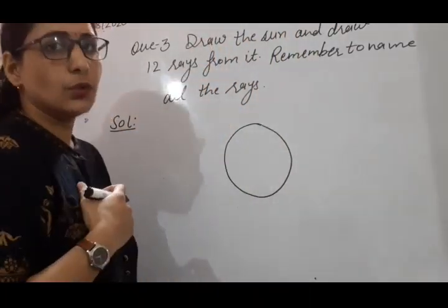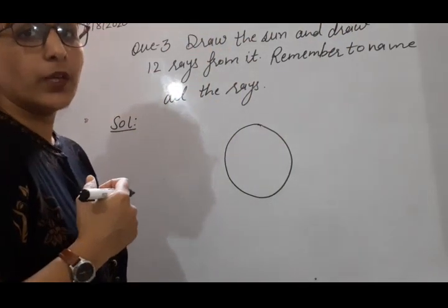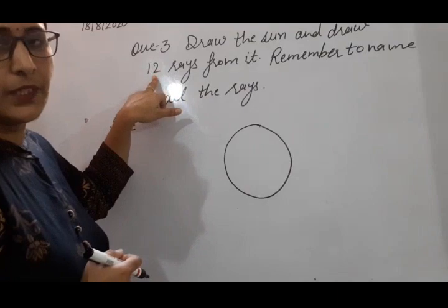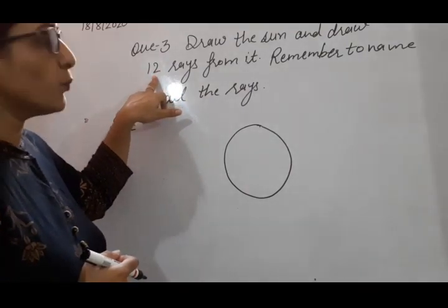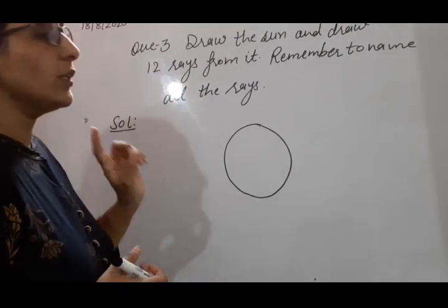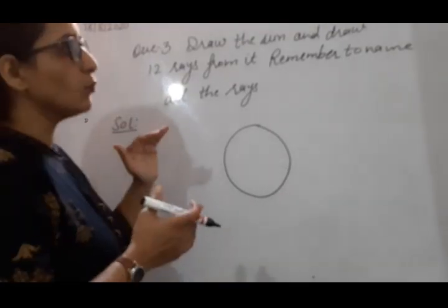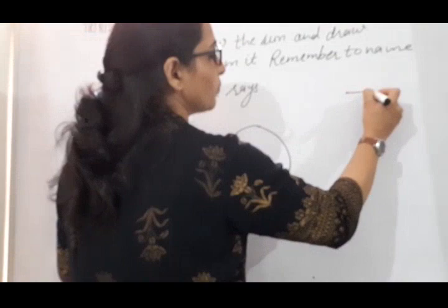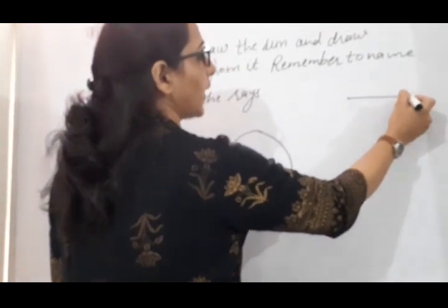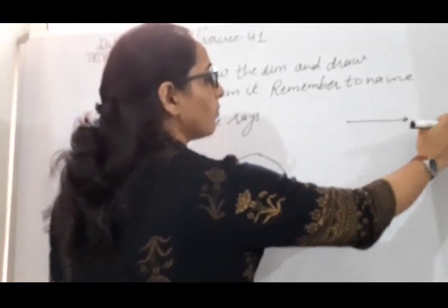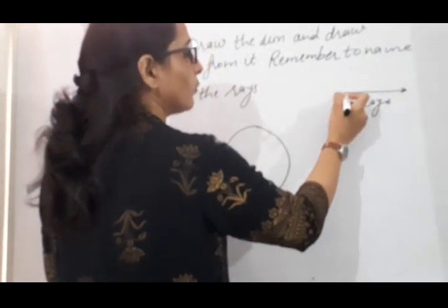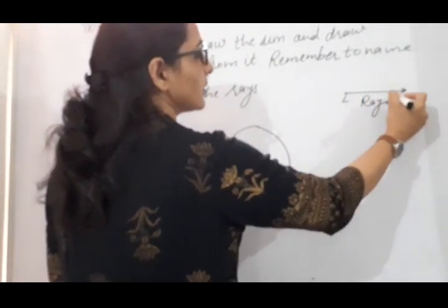You know what is a ray? It has only one starting point. You can say that it has only one initial point and moving only in one direction. It has only one initial point and moving with the arrowhead in only one direction. That is called the ray. Clear? For example, this is L and this is M.